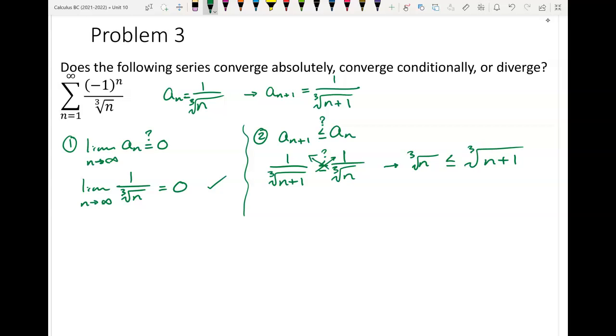What's wrong? Oh, okay. So what can I do here to continue to get to my true statement, or see if I have a true statement? I can cube it, right? So that would just give me n is less than or equal to n plus 1, which leads to 0 is less than or equal to 1. Is that true? So is this convergent?